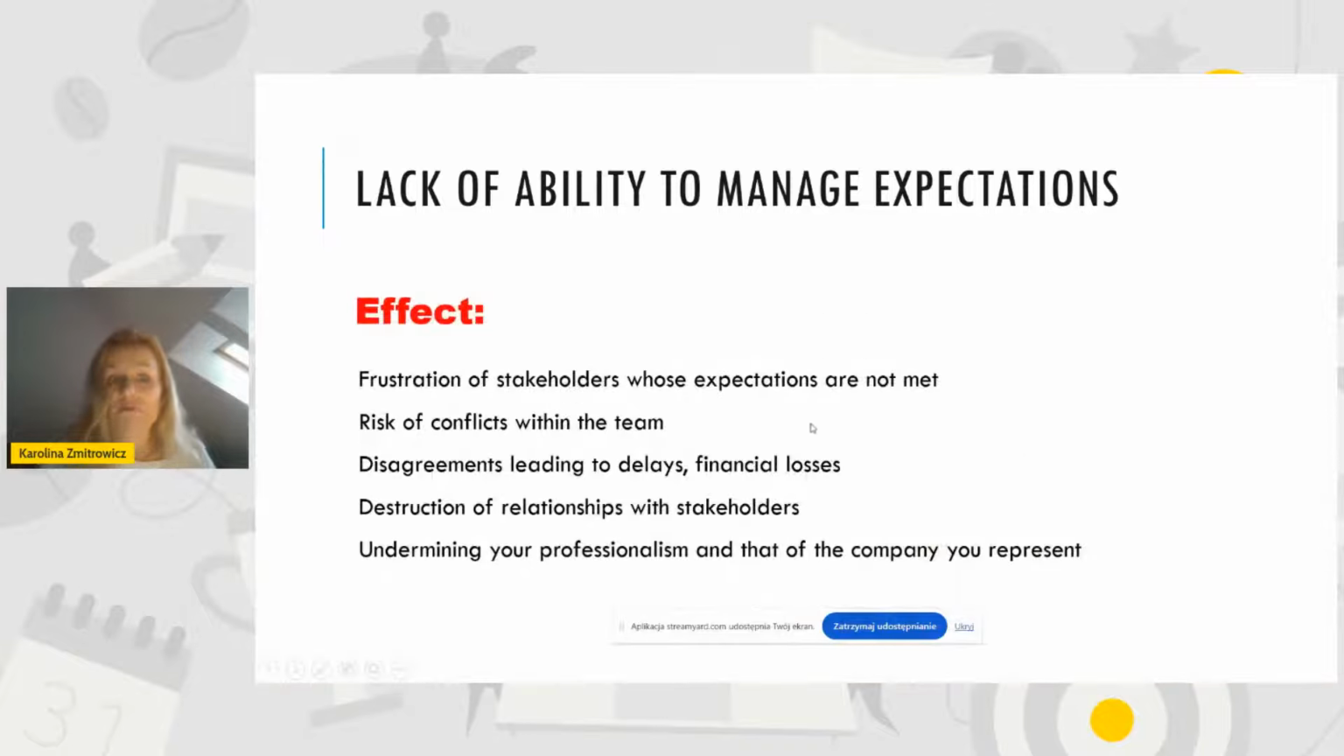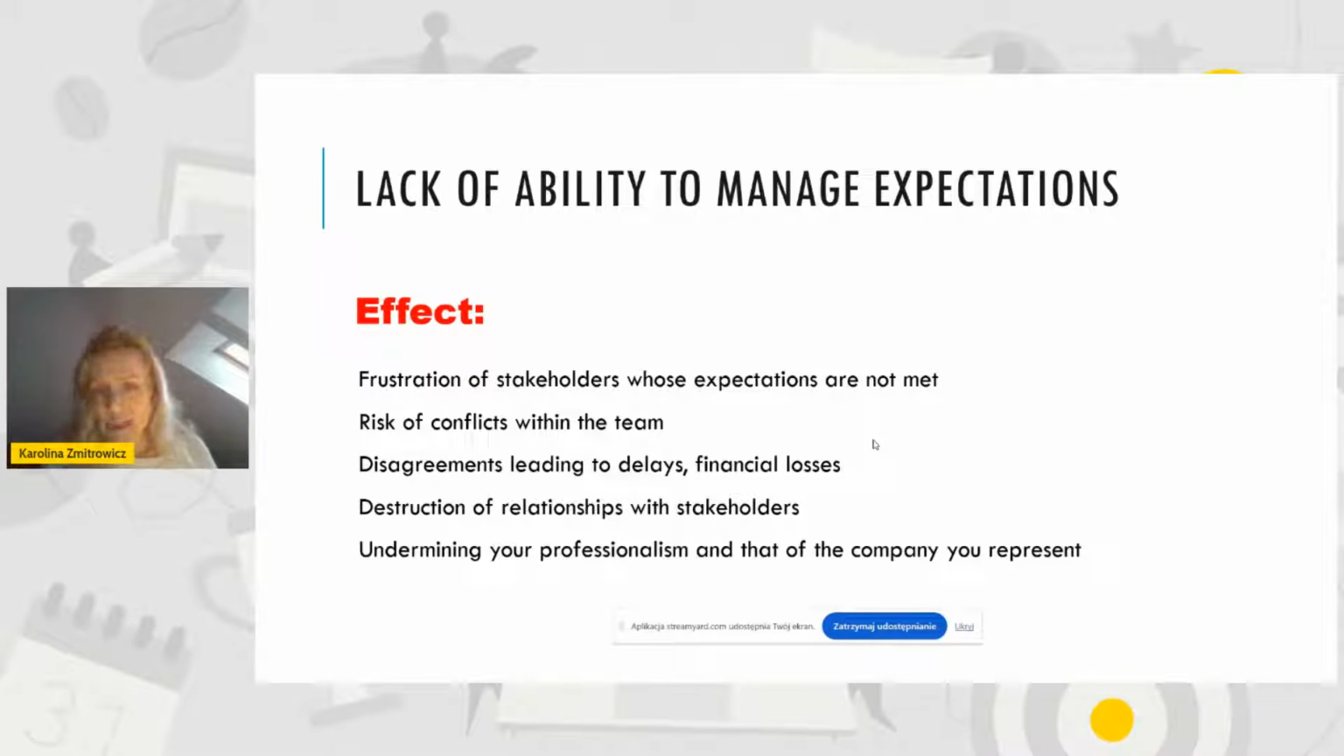In effect, frustration of stakeholders, because they expected you to deliver something, to bring some value, and you didn't. There is a risk of conflicts within the team and with stakeholders. There is a risk of disagreements, delays, losses. What else? And that's really awful: destruction of relationships with stakeholders.